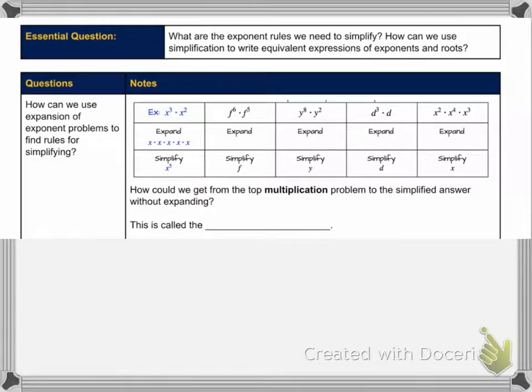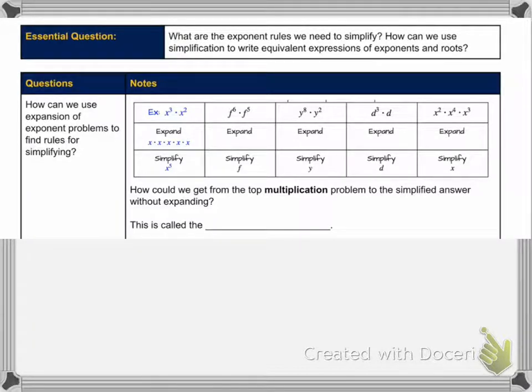So, here we go. You're going to see the essential question up at the top. It says, what are the exponent rules that we need to be able to simplify? And how can we use simplification to write equivalent expressions of exponents? We're actually not going to talk about roots here, just the exponents.